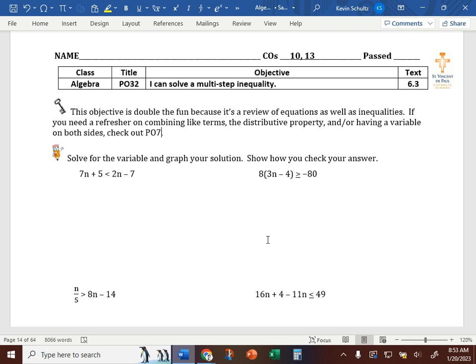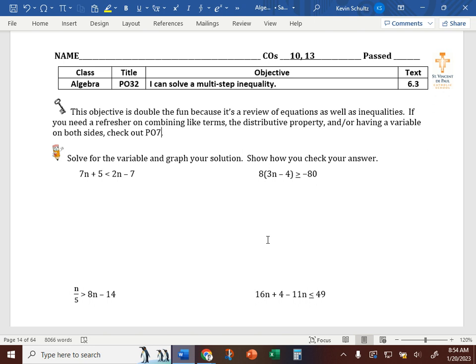The same is true for a multi-step inequality. What was the other thing? You have to graph the solution. The same is true. So the only difference between CO31 and PO32 is now you get to review all those things that we did in PO7, yours says PO10, should say PO7, feel free to change it, such as variables on both sides, the distributive property, combining like terms. All those multi-step equation strategies can apply to multi-step inequalities.